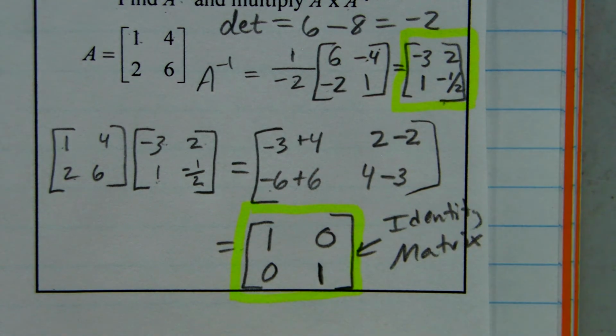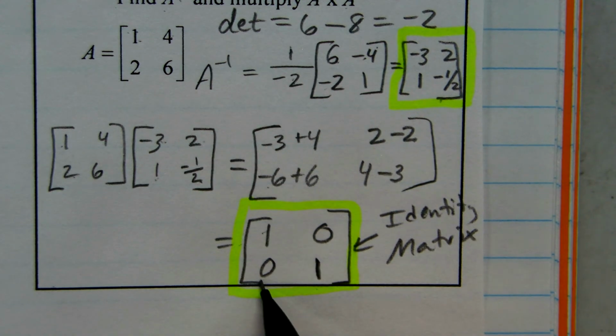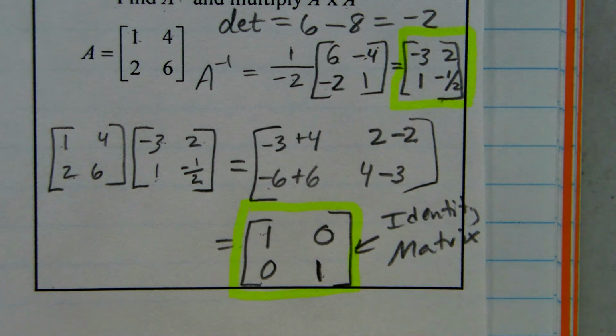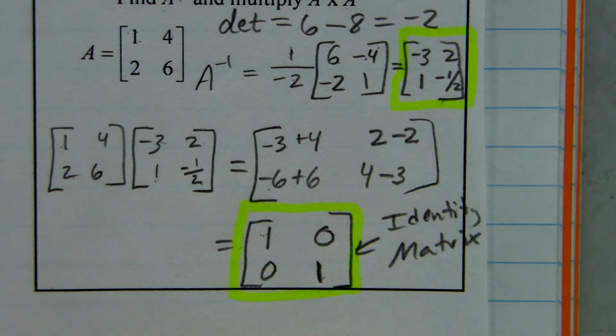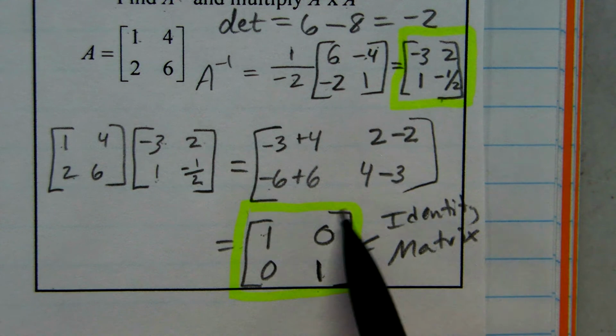And I'm going to give you some other examples of identity matrices in the next box. But this is what you should get if they are inverses. If they're not inverses and one of these numbers is off or more than 1, then something didn't work right. So it's a way that you can check your answers.